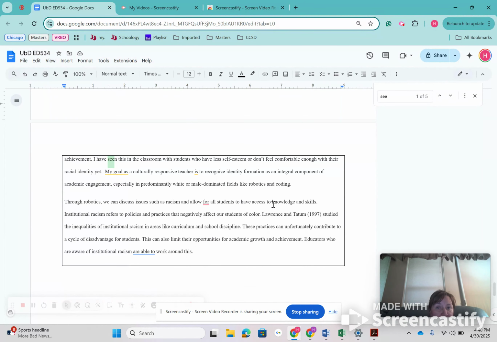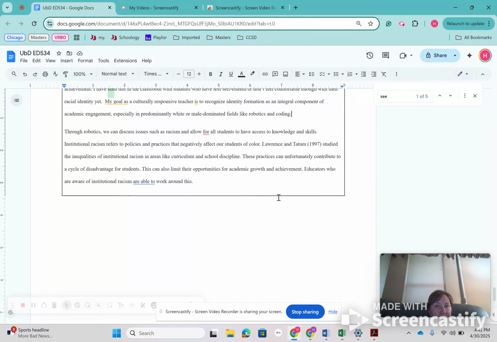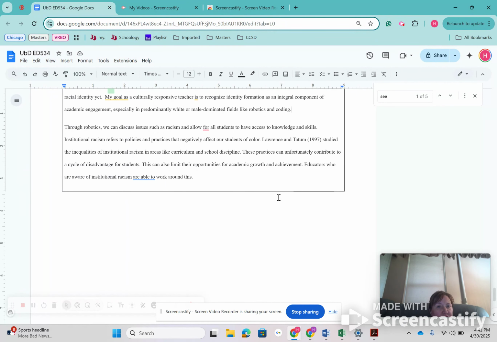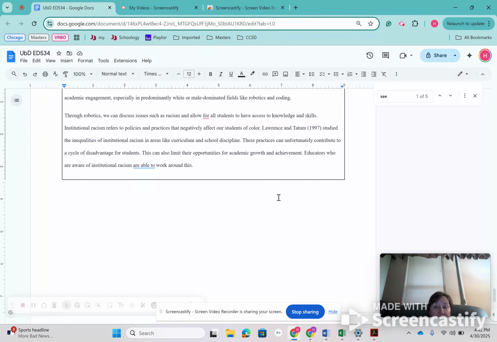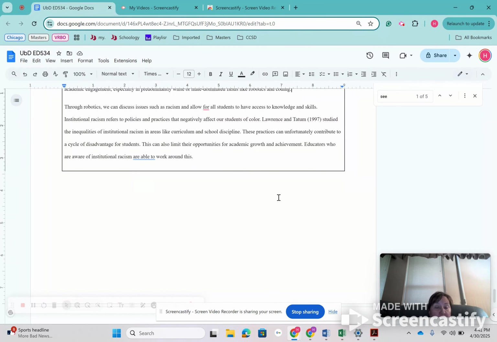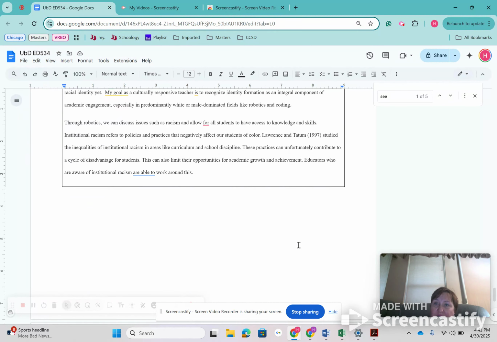Students I have seen, if they have low self-esteem, they may not have that figured out yet. So my goal is to talk about that in addition to just the academics. And that's how I can be culturally responsive as well. We can also allow for students to access different levels of skills and avoid any institutional racism that may occur. I don't want students to feel like they can't do robotics because they're female or because they're Black or because no one in their family has. So being aware of that institutional racism and any implicit bias is important as well.